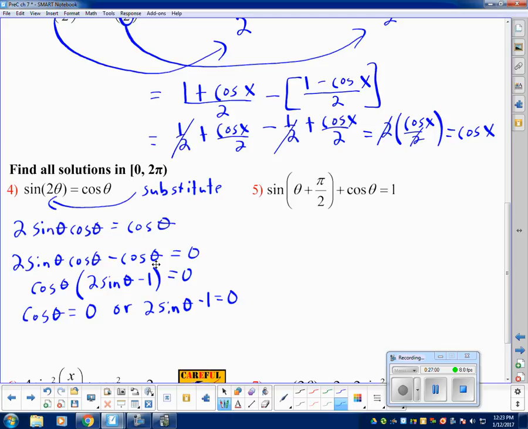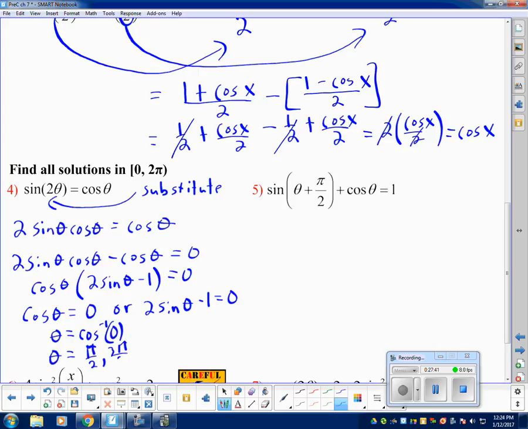So now here's where the stuff we talked about at the very end of the semester comes in. This is just theta equals the arc whose cosine is 0. So what are the values between 0 and 2 pi in radians where the ratio is 0, or where the x-coordinate, if you will, is 0? That's all we really care about, the x-coordinate. It's cosine. Pi over 2 and 3 pi over 2. Okay, so we have two of the solutions.